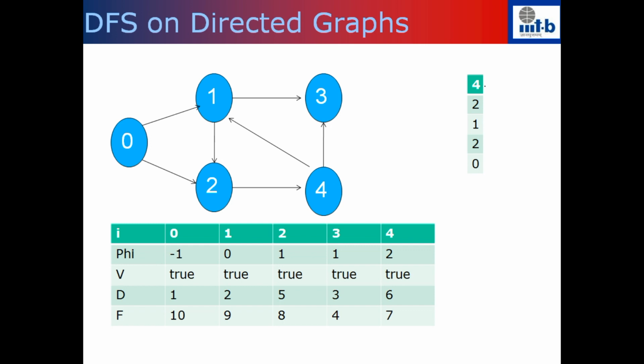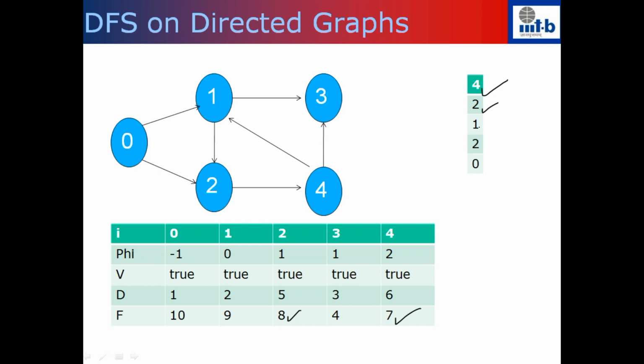But 1 and 3, the flags are already true. I do nothing. So I pop 4 out. When I pop 4 out again, I set the discovery time to be the next integer, which is 7. Now what is there on the top of the stack is 2. I pop that out. When I pop this out, the flag is already true. So I set the finish time.